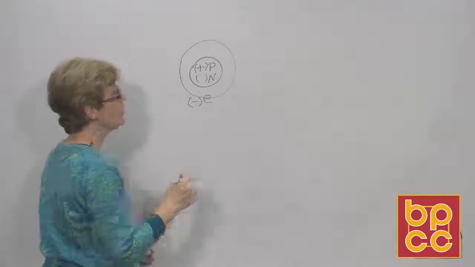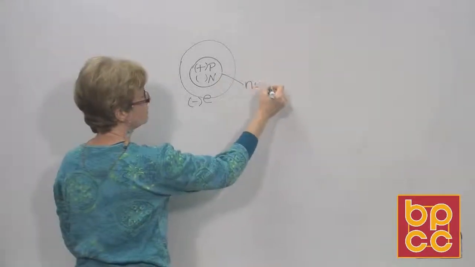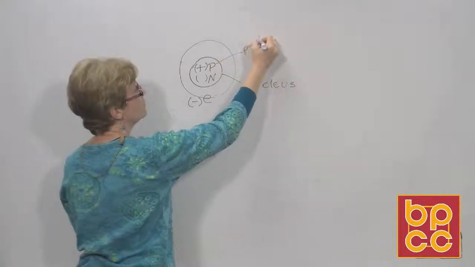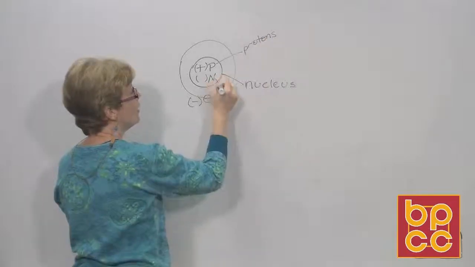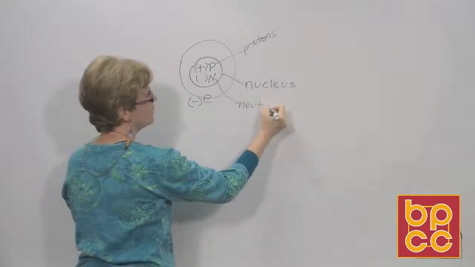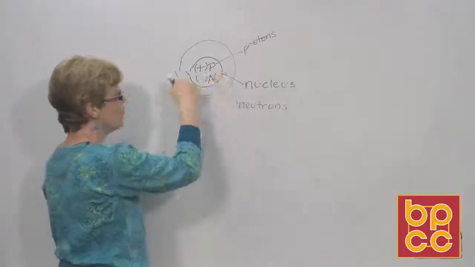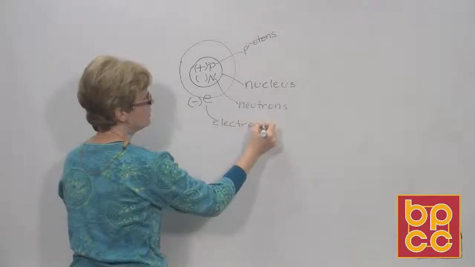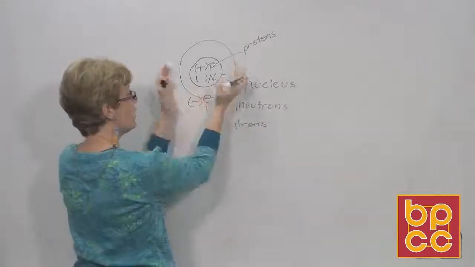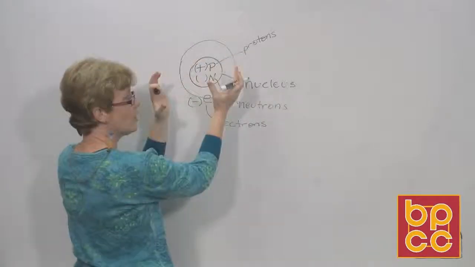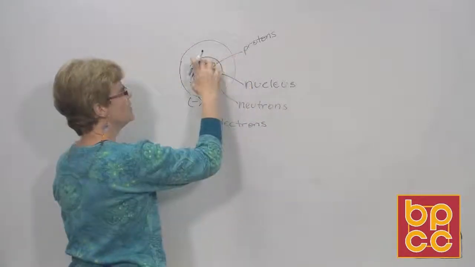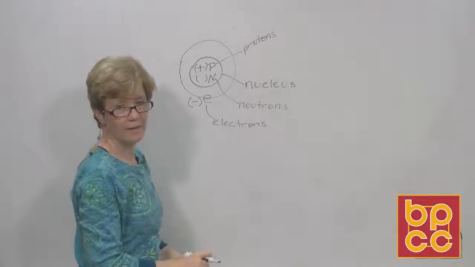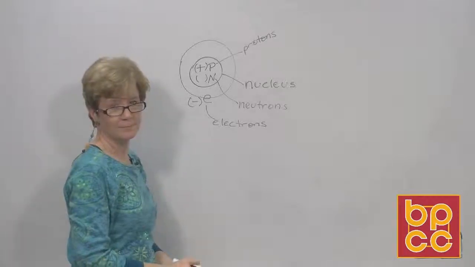So the basic structure of an atom: this is the nucleus. Within the nucleus, we have protons that are positive. We have neutrons that are neutral. And surrounding that nucleus are electrons. These electrons have a negative charge. So this negatively charged particle that's moving around the nucleus is attracted to the positively charged nucleus. I hope that helps with your understanding of an atom and the structures that are in it.